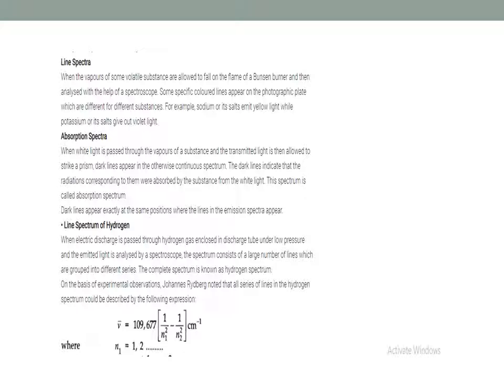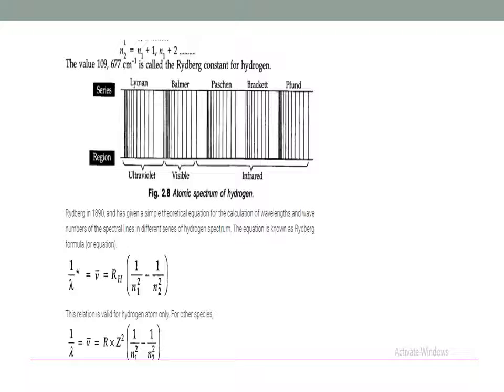On the basis of experimental observations, an expression was found: nu bar is equal to 109677 into (1 by n1 square minus 1 by n2 square) per centimeter, where n1 is equal to 1, 2 and so on, and n2 is equal to n1 plus 1, n1 plus 2 and so on. The value 109677 per centimeter is called Rydberg constant for hydrogen.